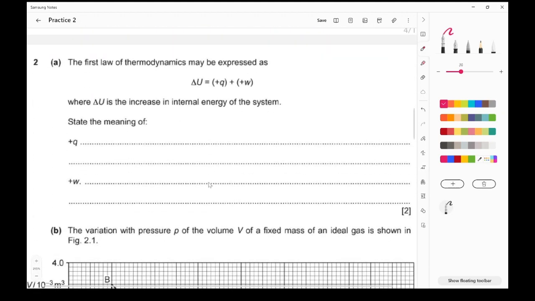Okay, the first law of thermodynamics may be expressed as you can see, where delta U is the increase in internal energy of a system. State the meaning of plus Q. It is the heat energy supplied to a system. Okay, this is important. Heat energy supplied to a system. So I'm just going to be writing down input.